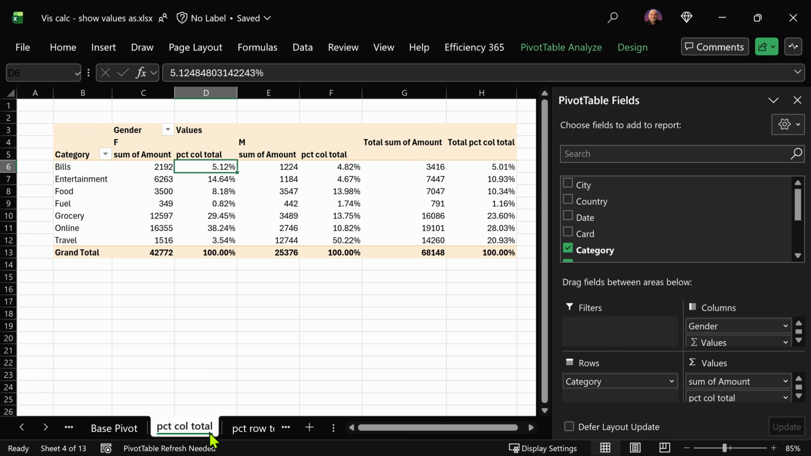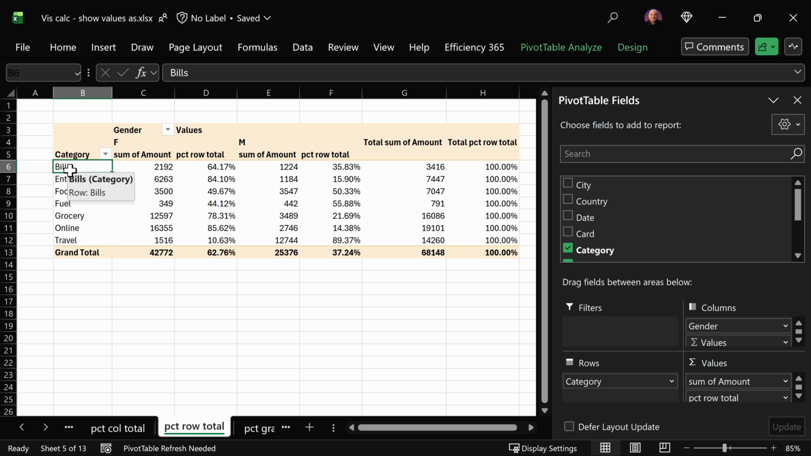Next is very similar. The only difference is percentage of row. Earlier, our columns were 100% total. Now our rows are 100% total. So what does this mean? In bills, 64% female. What does that mean? Out of all the bills, 64% came from females and 35 from males. So percentage of row total.